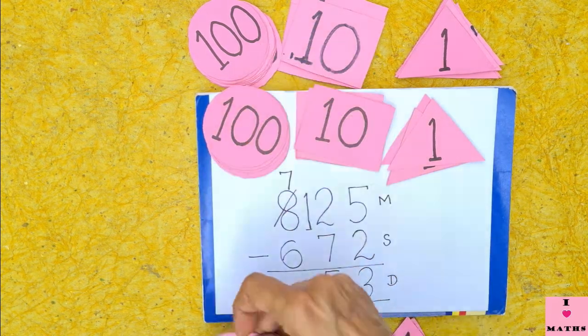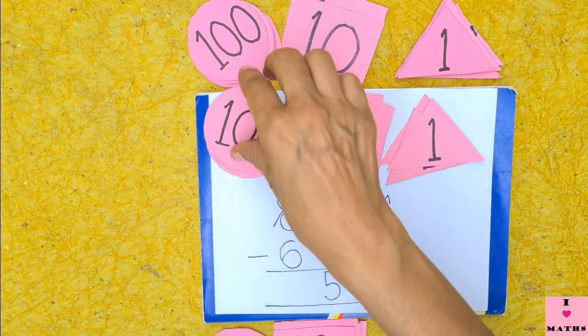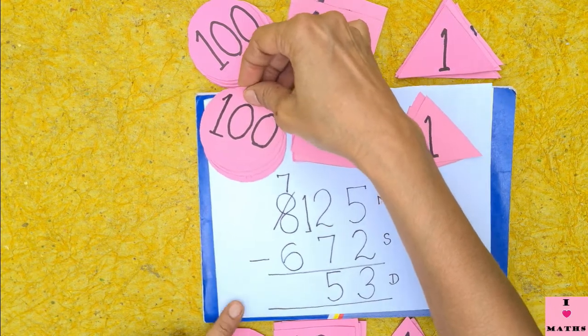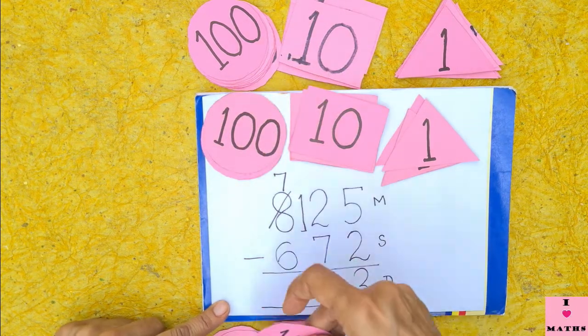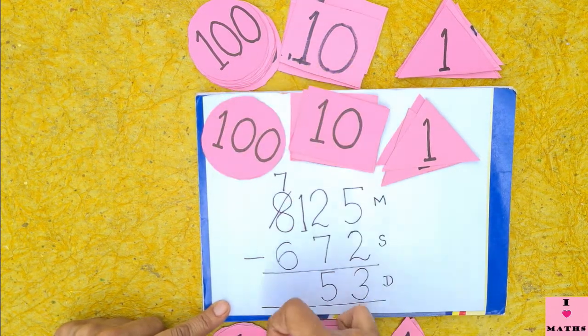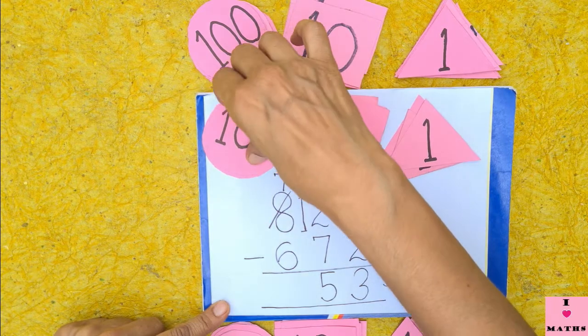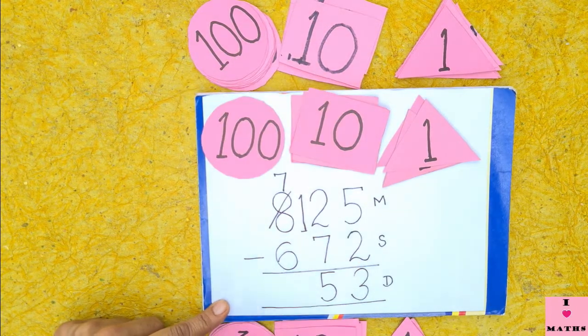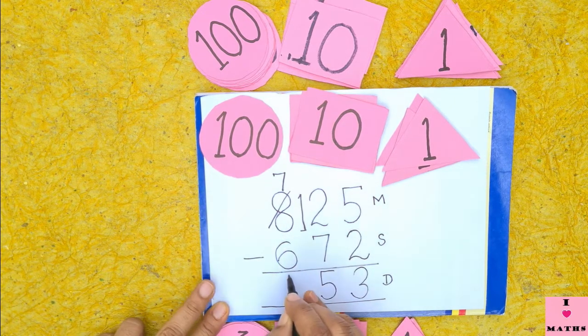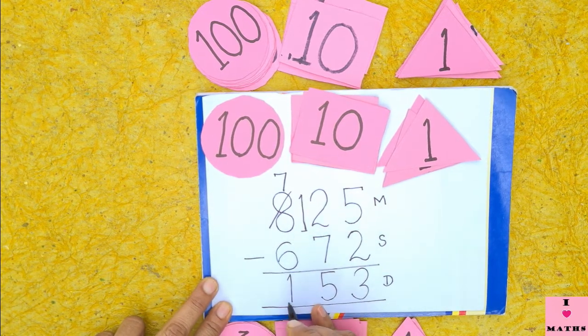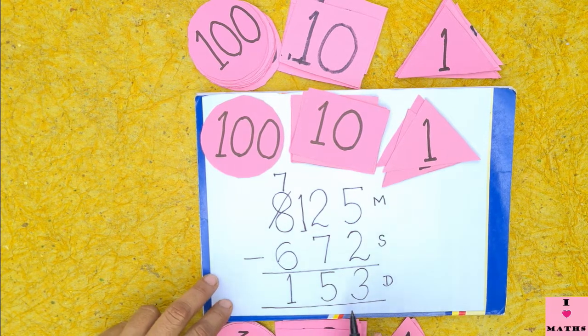Let me do that. 1, 2, 3, 4, 5, 6 and 7. So only 1 card is left. 7 minus 6 is 1. So my difference is 153.